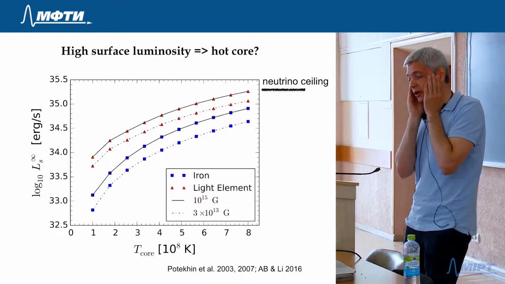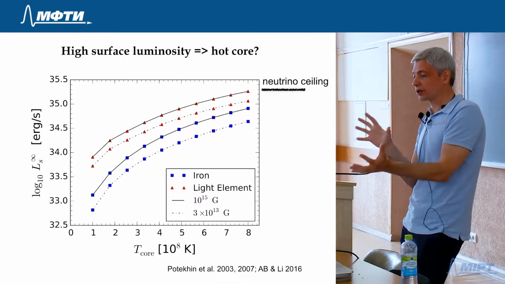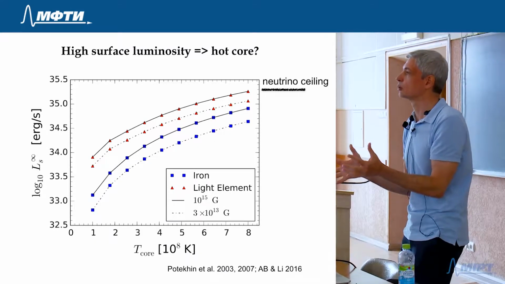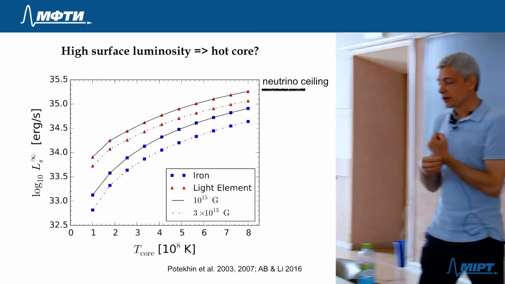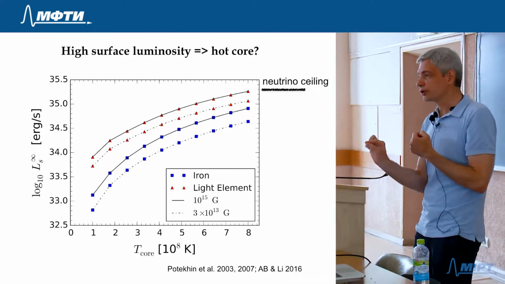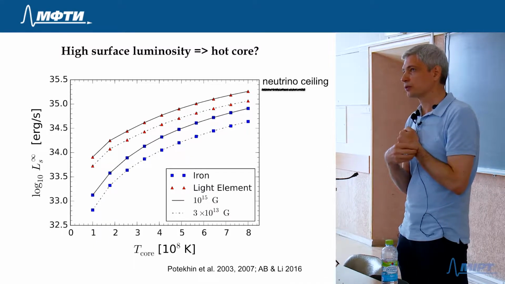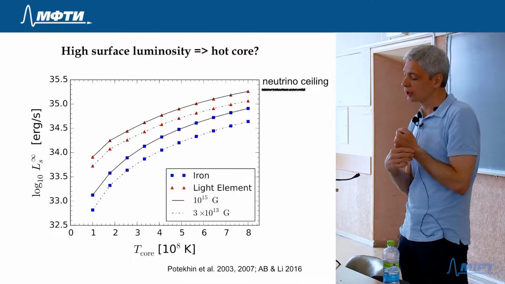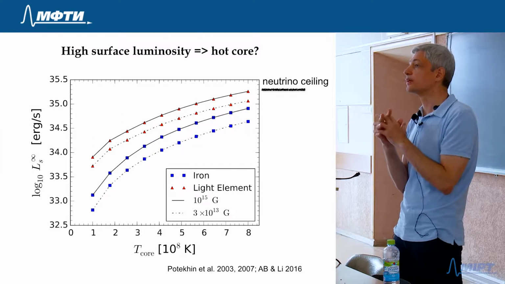All right, so one conclusion you can make from this plot is that if magnetars are hot because there is heat flux from the core, this core has to be really hot, 10^9 Kelvin in temperature. Another piece of information in this plot is this neutrino ceiling on the right. It turns out that when you solve this heat conduction problem, you also have to take into account energy losses due to neutrino emission in the crust.